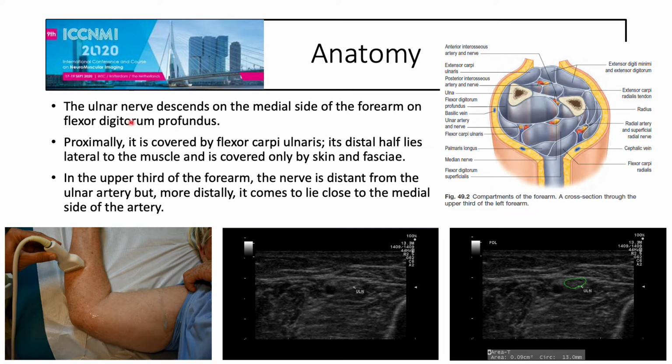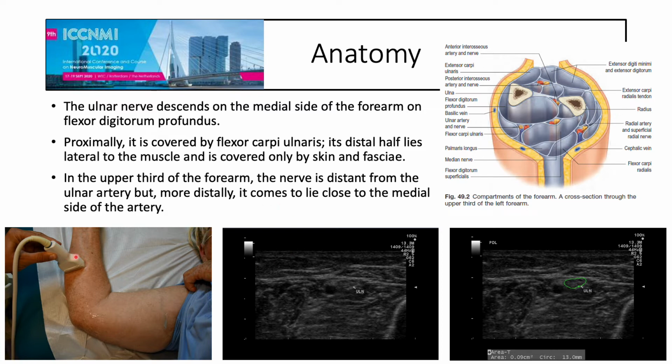So then the ulnar nerve descends on the medial side of the forearm on flexor digitorum profundus. Proximally, it is covered by flexor carpi ulnaris. Its distal half lies lateral to the muscle and is covered only by skin and fascia. In the upper third of the forearm, the nerve is distant from the ulnar artery, but more distally it comes close to the medial side of the artery.